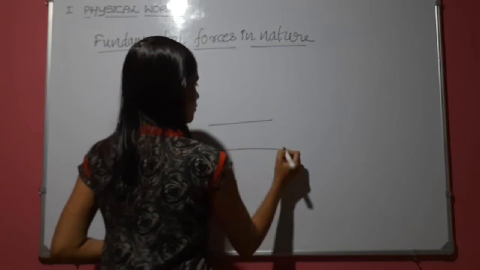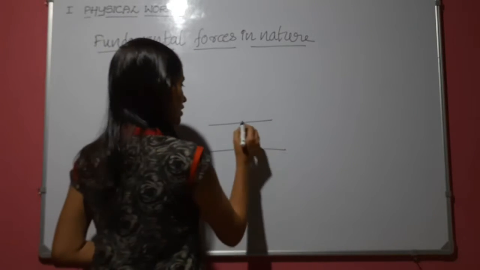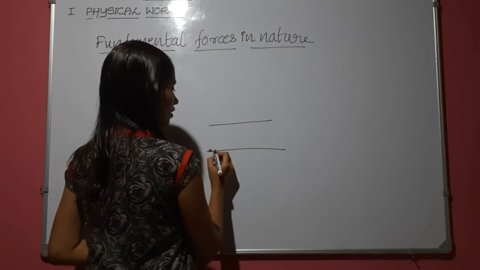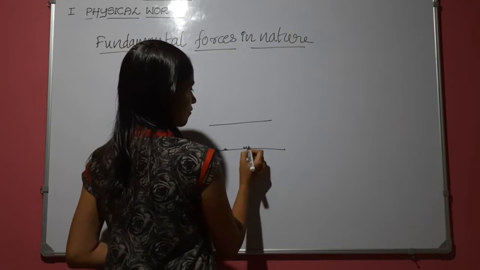If there are two surfaces, one is smooth and another one is a rough surface.